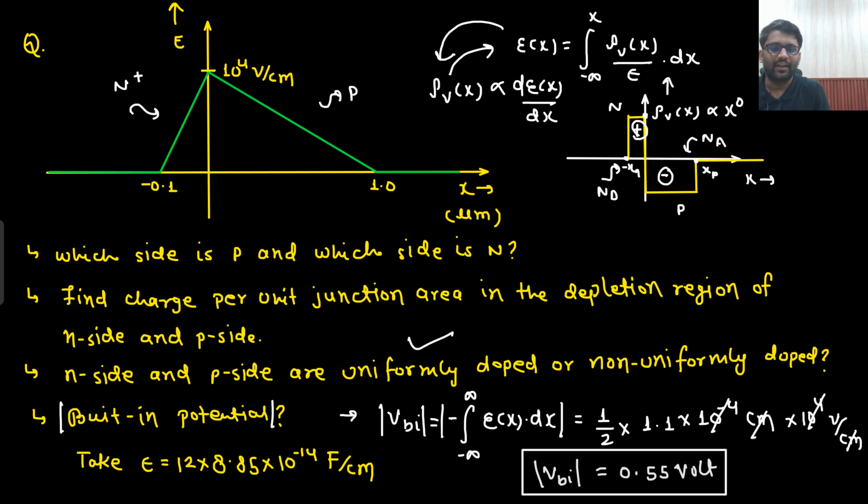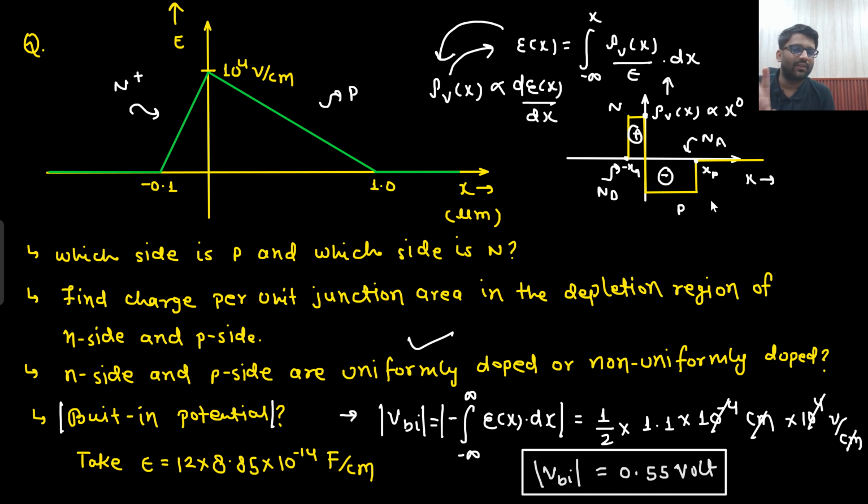And when I differentiate it, I get to know that this side is actually positively charged and the other side is negatively charged. That means this side has to be N type, this side has to be P type, right? So that means it is NP, not PN. So left side is N type and right side is P type.